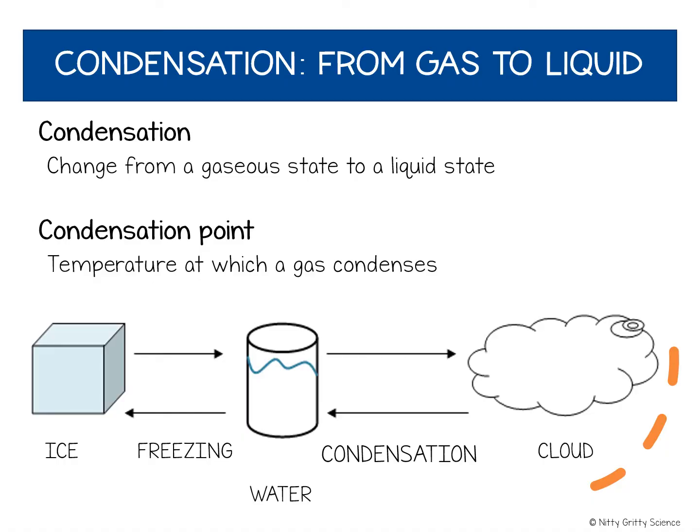Condensation is when a gas changes into a liquid through a cooling period after water has been evaporated into the air. The air cools down and the water molecules clump together to form tiny droplets of liquid water, like forming clouds.